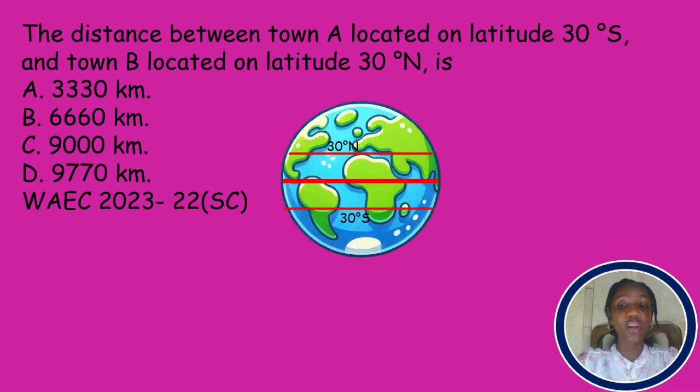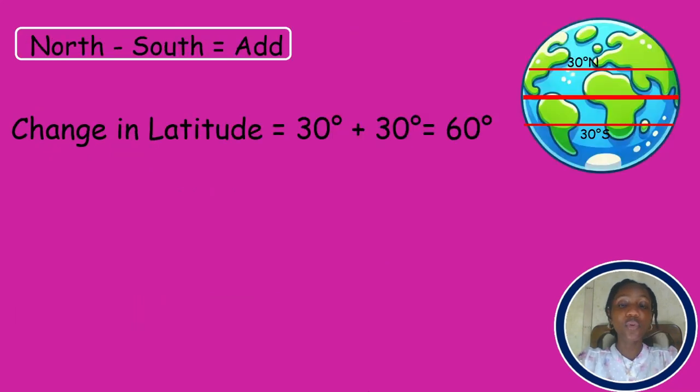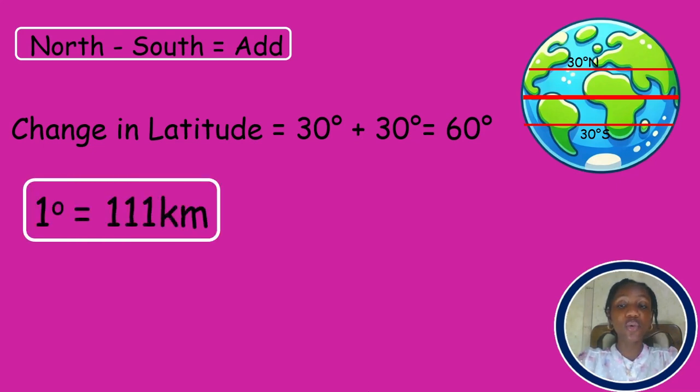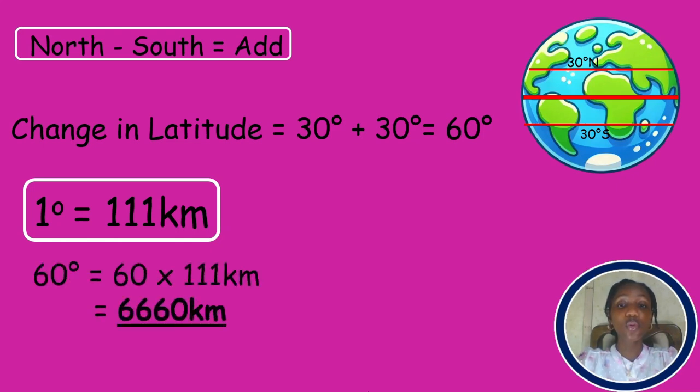Since they are located on different latitudes, the principle we'll be using is addition. Now that we know the distance between the two towns A and B is 60 degrees, recalling that options are in kilometers, we need to convert degrees to kilometers. And so the formula we use is 1 degree is equal to 111 kilometers. So therefore 60 degrees will be equal to 6,660 kilometers, which is option B.